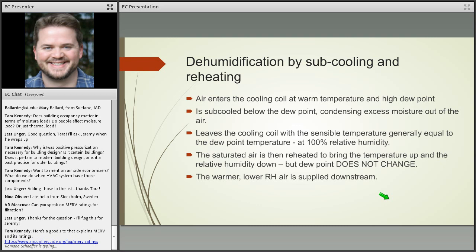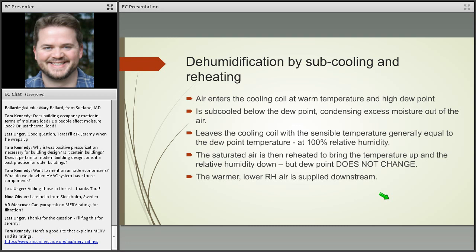And if you remember from the diagram from last month, when we drop the temperature below the dew point, we allow moisture to condense off. That's one of our primary means of dehumidifying. So as we subcool below the dew point temperature of the incoming air, that condensation drops out, and we can drain that water off and we achieve the lower dew point leaving the cooling coil. As that air leaves the cooling coil, that dew point will be lower. The sensible temperature will generally be almost equal to the dew point condition, which means that the leaving air condition from a relative humidity perspective will be nearly at 100%, if not exactly.